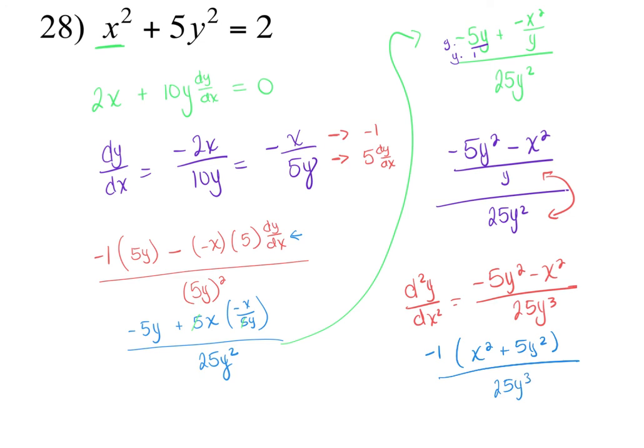25y cubed. What is x squared plus 5y squared? Yeah, so I'm going to replace that whole guy with a 2. So negative 1 times 2 over 25y cubed. My final answer here is negative 2 over 25y cubed.